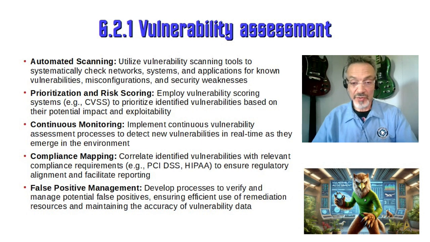6.2.1. Vulnerability assessment. In this subtask, you need to understand how to systematically identify vulnerabilities within networks, systems, and applications. Here are some key points for the exam. Automated scanning. You'll use vulnerability scanning tools to find known weaknesses, misconfigurations, and other security gaps. Prioritization and risk scoring. Once vulnerabilities are found, you'll use systems like the Common Vulnerability Scoring System to score and prioritize them based on impact and exploitability. The goal is to address the most critical vulnerabilities first.